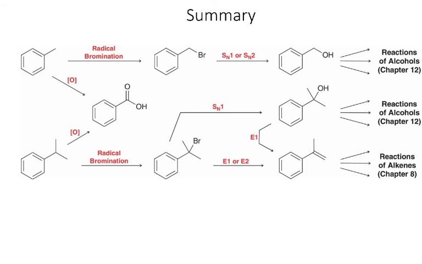We can do substitution to change the functional group, and then in particular, if we make it an alcohol, all the reactions that we learned with alcohols become available. If we use elimination to turn it into an alkene, then all the reactions that we learned with alkenes become available. So if you see a benzene ring with alkyl groups, you want to think either oxidation or radical bromination, and then a lot of the reactions that we've learned this semester are opened up to us.